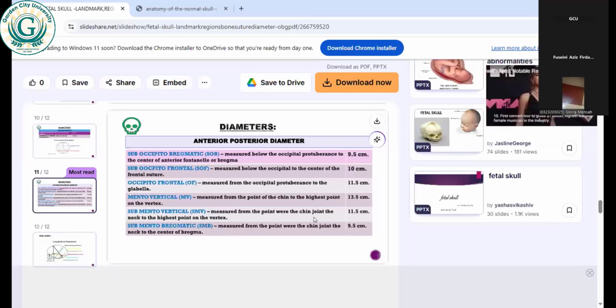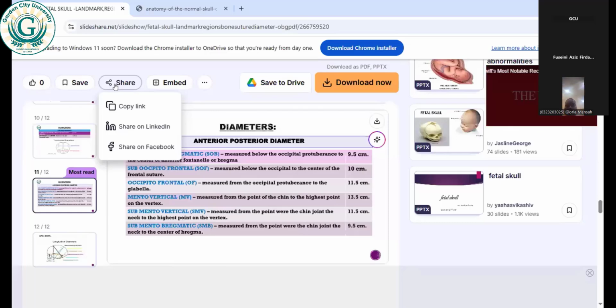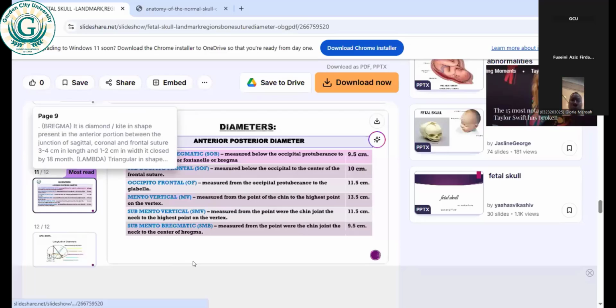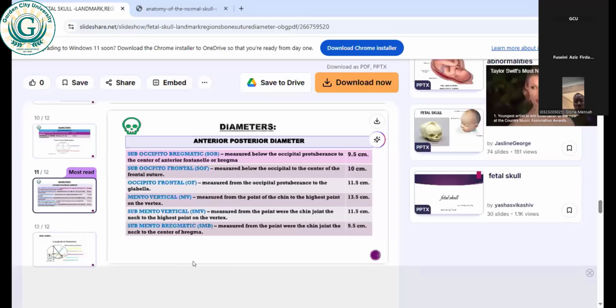Okay, so we are moving on to the last one, the submentobregmatic, SMB for short. This measures 9.5 centimeters. Submentobregmatic, SMB, 9.5 centimeters. It measures from the point where the chin joins the neck to the center of the bregma, and we know the bregma is the anterior fontanelle.